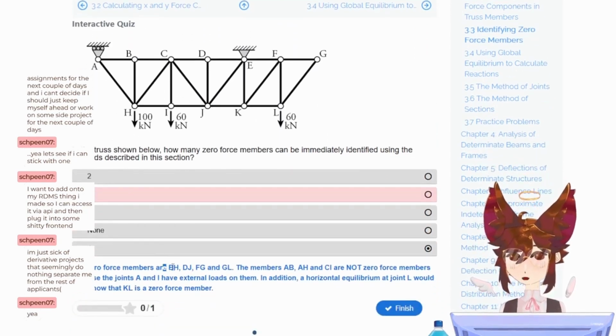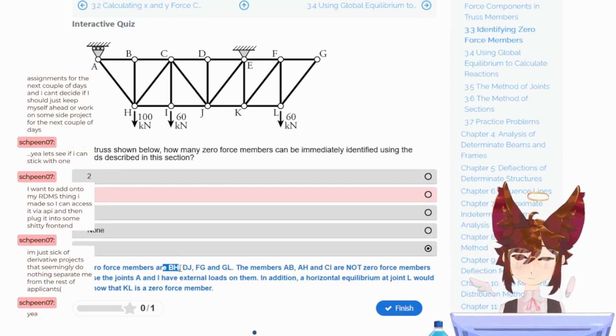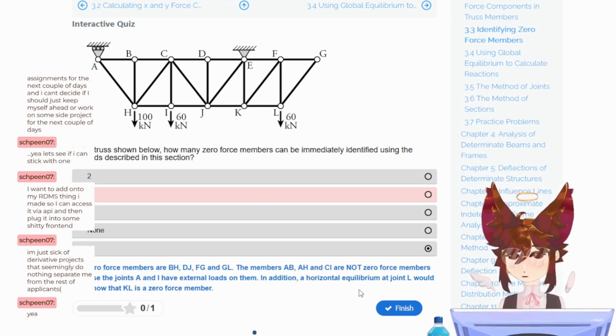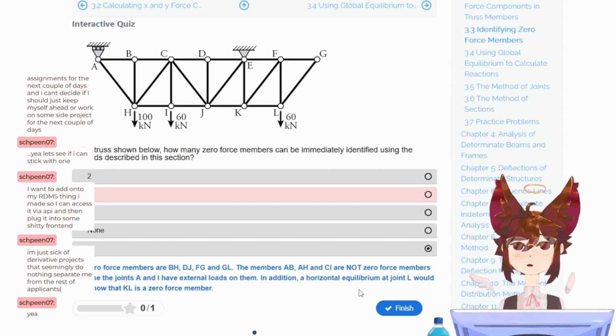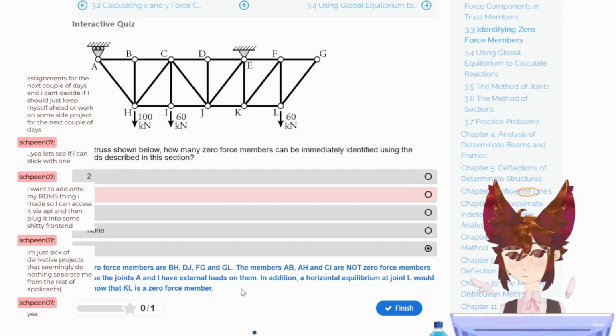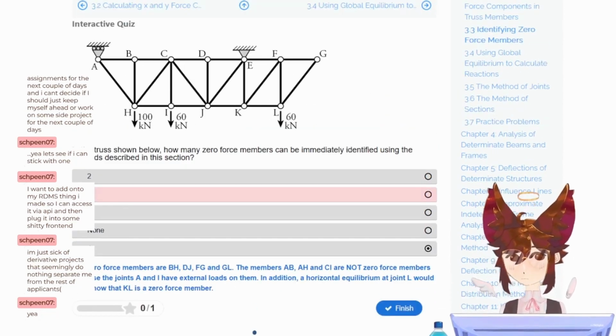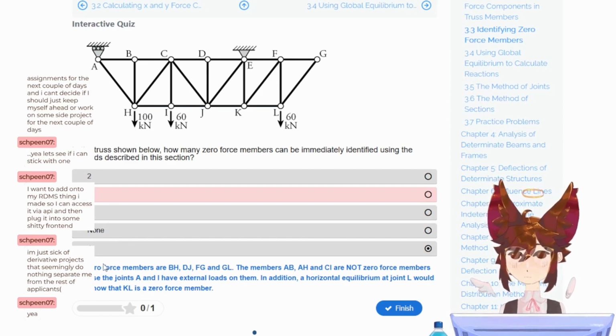Zero force members are BH, yes. DJ, yes. FG, yes. And GL. AB, wait a second, AB, AH. Okay, AH I know. CL, or CI, no. But in addition, a horizontal equilibrium at joint L would show that KL is also a zero force member. What? That's so scuffed. So it's just 4?